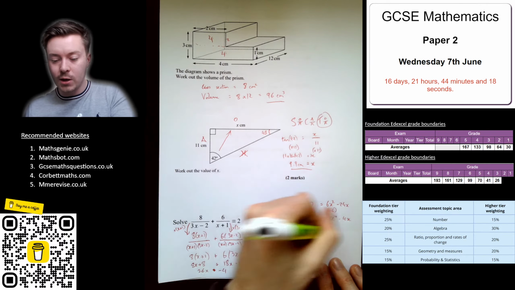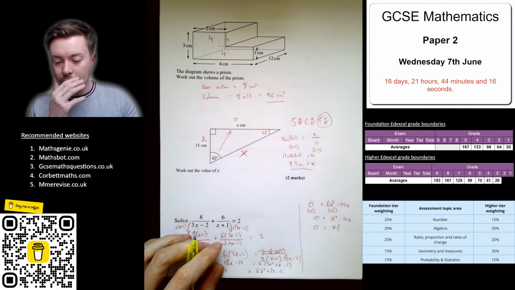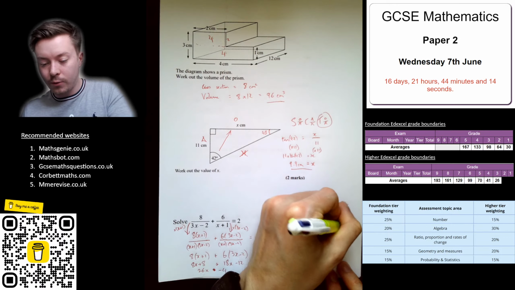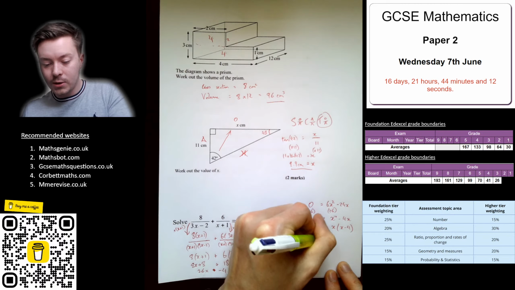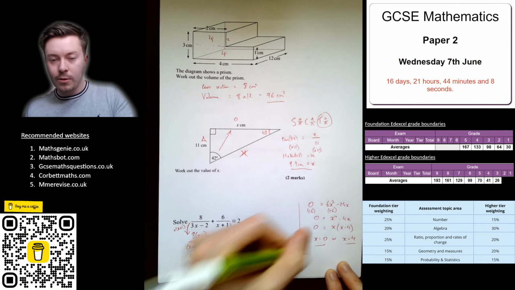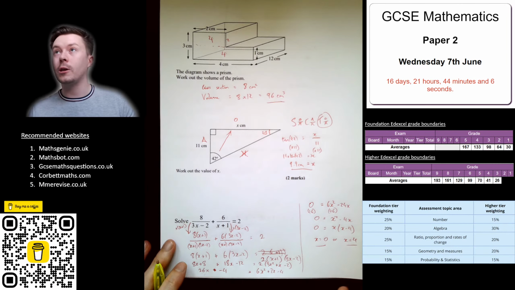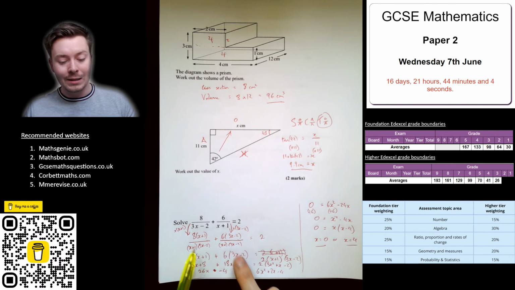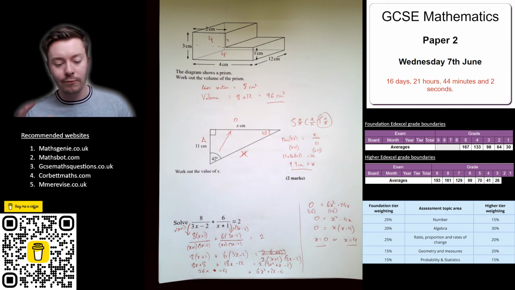Factorise it, I get 0 is equal to x, brackets x minus 4. So x is equal to 0 or x is equal to positive 4. They're my solutions. Now at this point I'm thinking I've done quite a bit of work here. There's a lot of multiplying out, a lot of things going on. So I want to check my answer at the end.